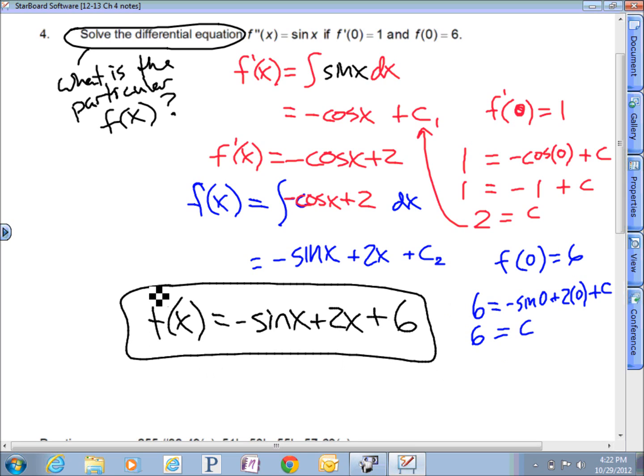And if you want to check your work, you'd take the derivative of the black one. You take the derivative of the black one, you're going to start by getting the red one. If you take the derivative of the red one, you're going to get all the way back up to f double prime of x is equal to sine of x. And this black equation will pass through each of those conditions for each respective derivative. So here we are trying to find a particular f of x that fits the conditions that were set up for us in this problem.